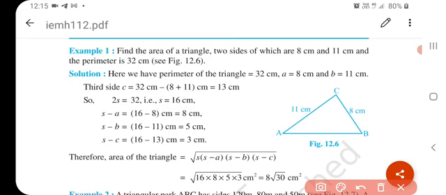Okay. Now what is S? S is equal to 32 upon 2, because the perimeter is given, that is 32. So we get S is equal to 16 centimeter. S minus A, S minus B and S minus C we have to find, and then we write the formula and put the values. Okay.